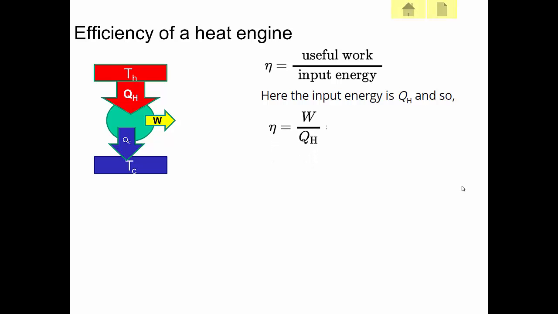So the useful work is W divided by QH, but we know that W must be QH minus QC. Now, if we have this formula here, and we divide QH and QC by QH, we end up with 1 minus QC over QH. So the efficiency formula can be used in this form.